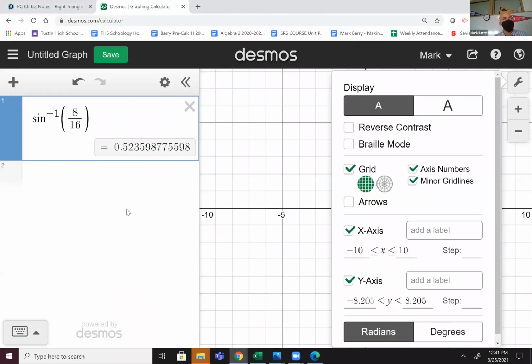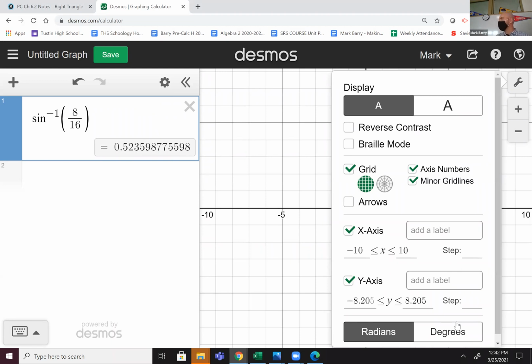Now, when you were in geometry, your geometry teacher probably told you, make sure your calculator is in degree mode. You should always be in degree mode or you're going to get wrong answers, okay? I'm actually not going to tell you that anymore because we're actually going to be doing some problems in radian mode and some problems in degree mode. So which mode is correct? Well, it depends on the question.